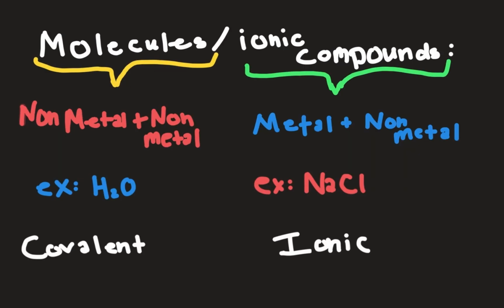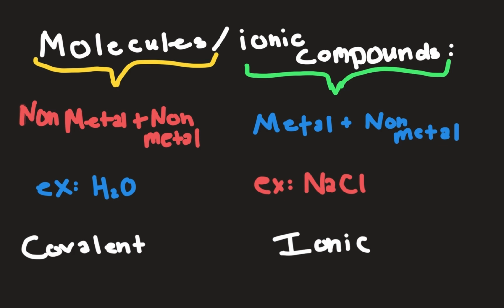Following that, we have the molecule and ionic compounds. For molecules, this is a covalent bond, which basically means that electrons are shared, and this bond only occurs between nonmetals with other nonmetals. An example of this would be H2O, which is water. They have a covalent bond.